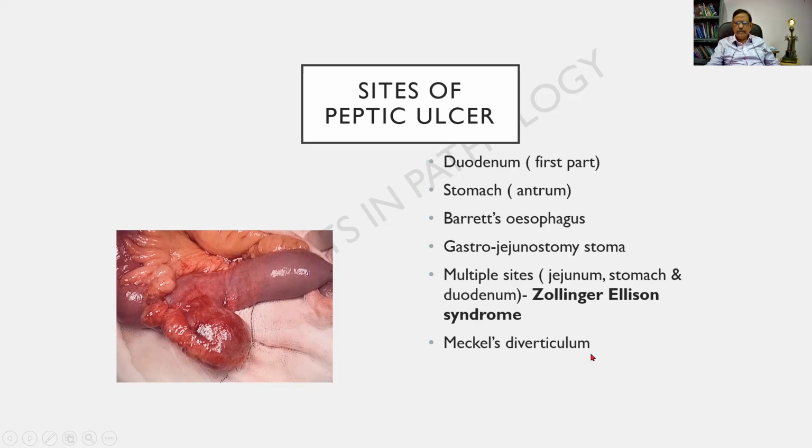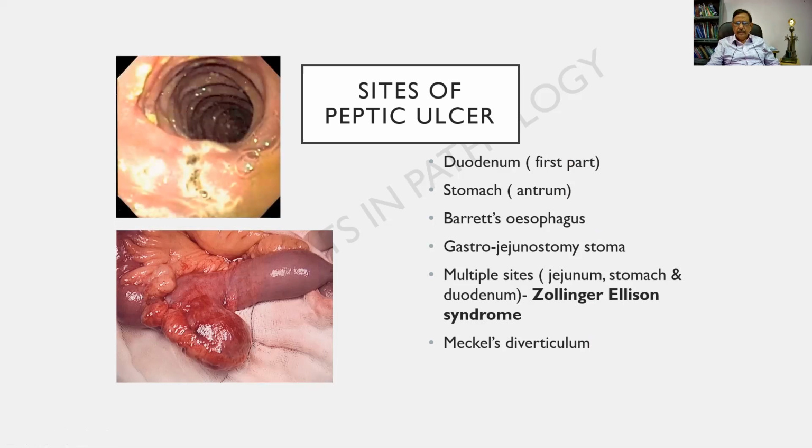This is an intestine with a projection which is called the diverticulum, the Meckel's diverticulum. These are the sites of the peptic ulcer, but most common, 95 to 98%, will be in the duodenum and stomach in the ratio of 4:1. And look at this one, an endoscope has been projected, and I find multiple ulcers at varying stages, and this can be probably a Zollinger-Ellison syndrome.